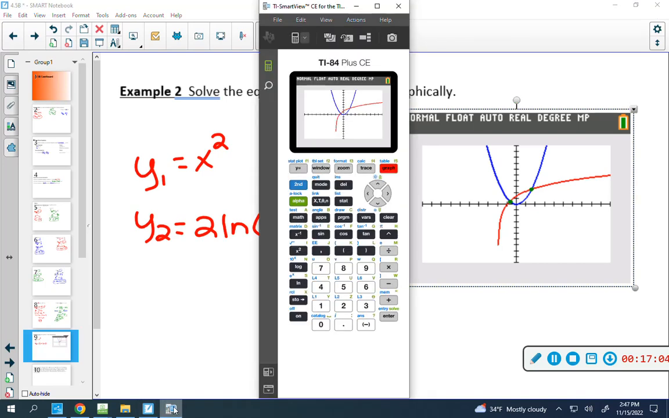You're going to hit second trace up at the top. Maybe second trace is 7. There we go. And I want number 5, intersect. You can arrow down, or I just hit 5. Now I'm going to do the left point first. You can see my cursor is already kind of over there. Just cursor over close to the point. It doesn't have to be right on the point. It can be on the point, just close to the point. So you can see it's on the blue parabola.